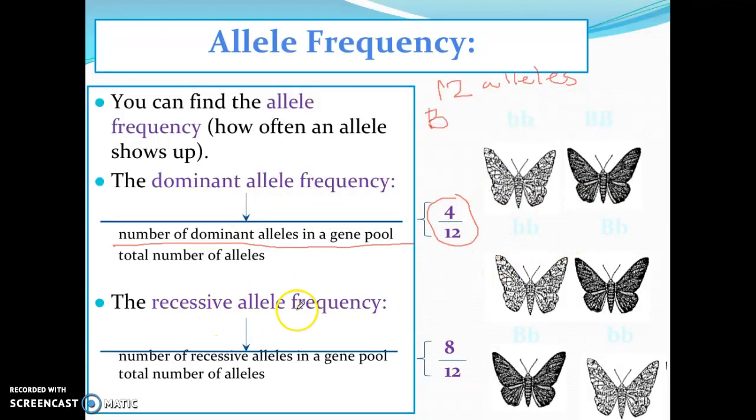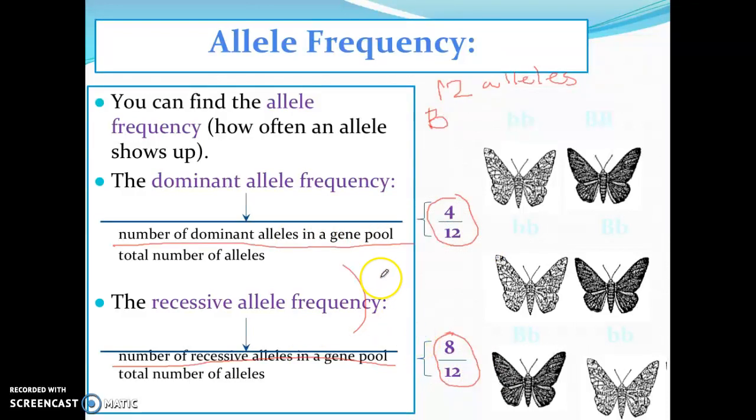And then if we count the recessive alleles, which is the number of recessive alleles in a gene pool over the total number of alleles, that will be the frequency for the recessive allele. So if we count again out of the 12 that we have, you have 1, 2, 3, 4, 5, 6, 7, 8 out of 12 is going to be your allele frequency for the recessive allele. So here you have two different allele frequencies, one for the dominant allele and one for the recessive allele.